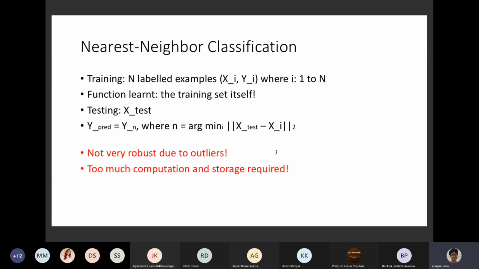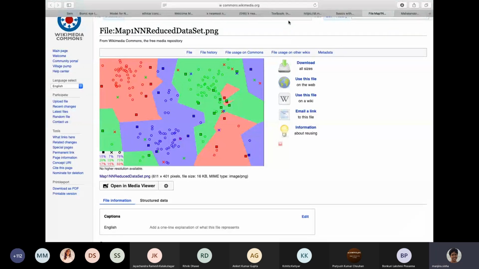So let's see an example. So this is, can you see the screen, the picture? Yes, ma'am. Yes, ma'am.